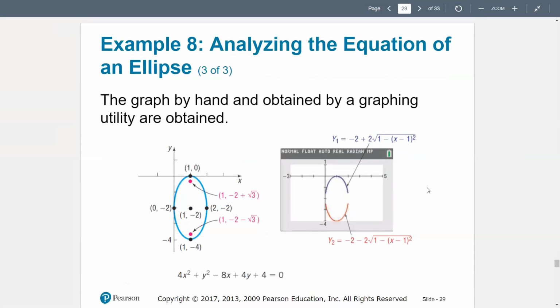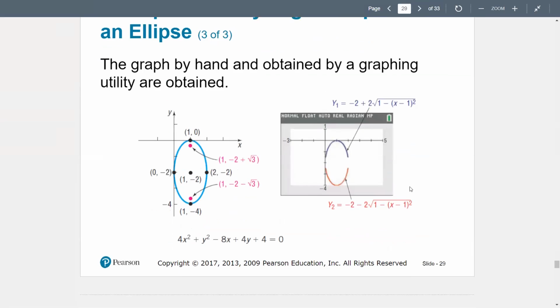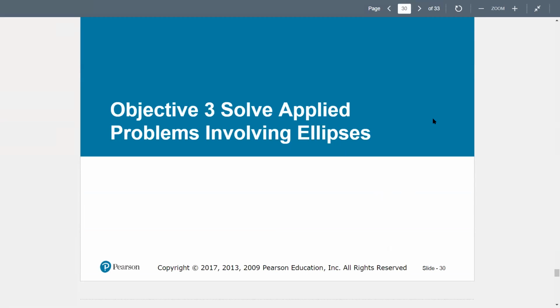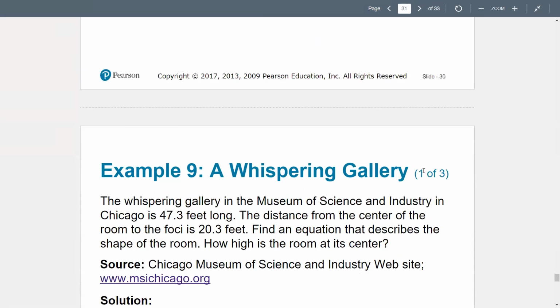Any questions on those two objectives? Okay. All right, solving applied problems involving ellipses.